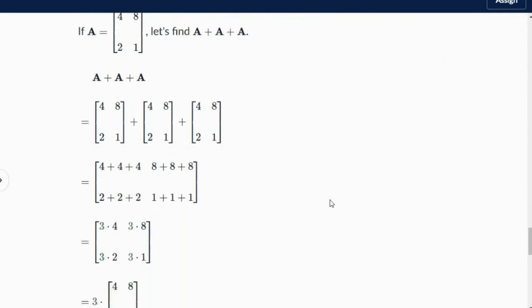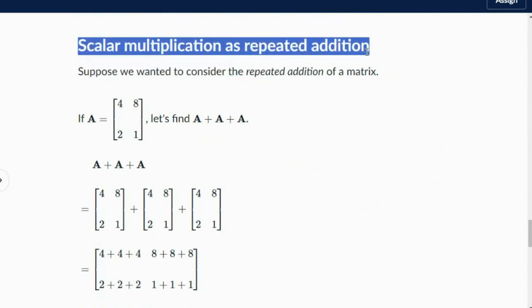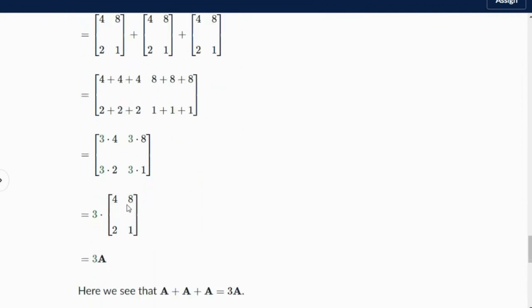Now we're going to talk a little bit about scalar multiplication because that's coming up in our next lesson. Scalar multiplication as repeated addition. So this goes back to the basic principles of mathematics. If we have this matrix A and we want to find A plus A plus A, we're just adding it to itself. We're going to take 3 of those and add them together. That would be the same thing as multiplying times 3, right? Same as 3 times the matrix, right?